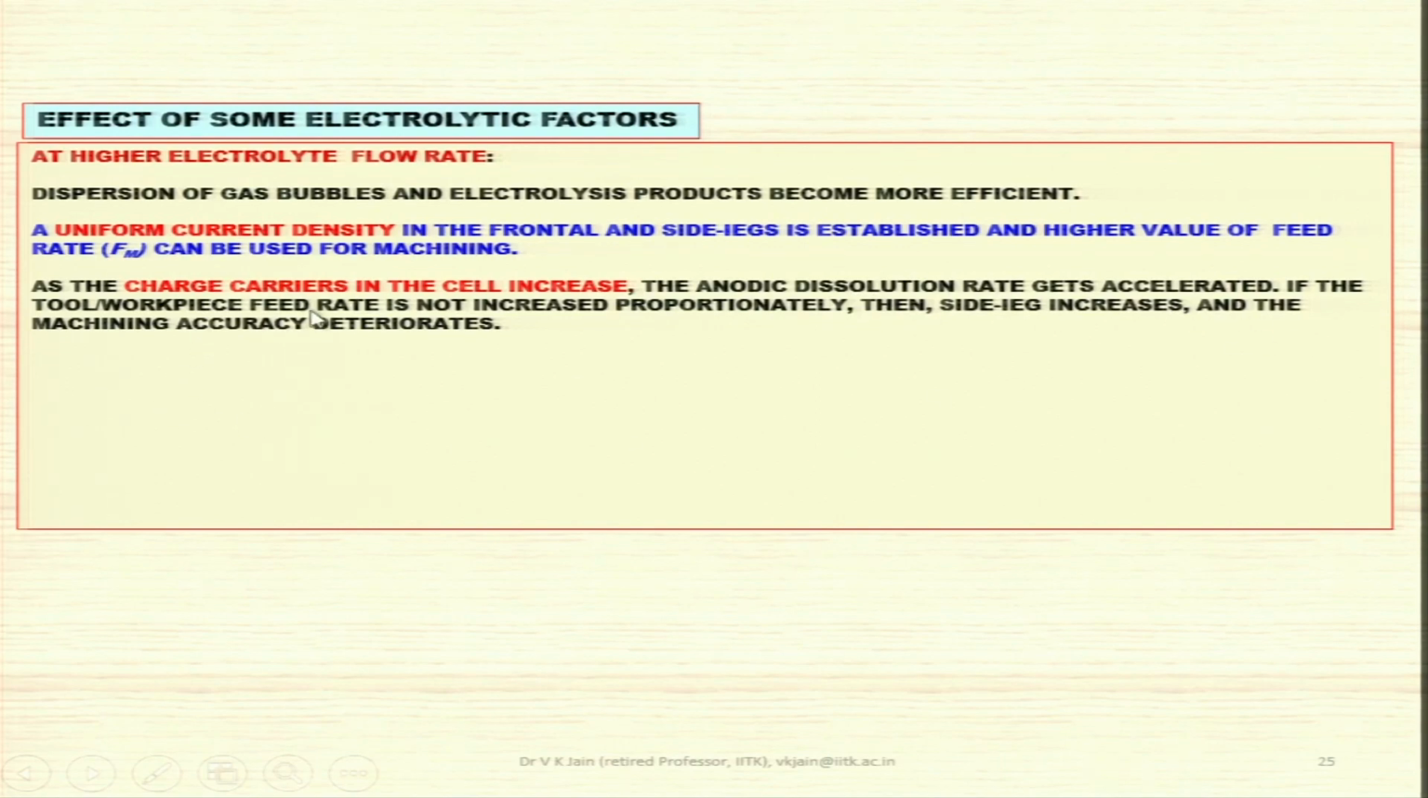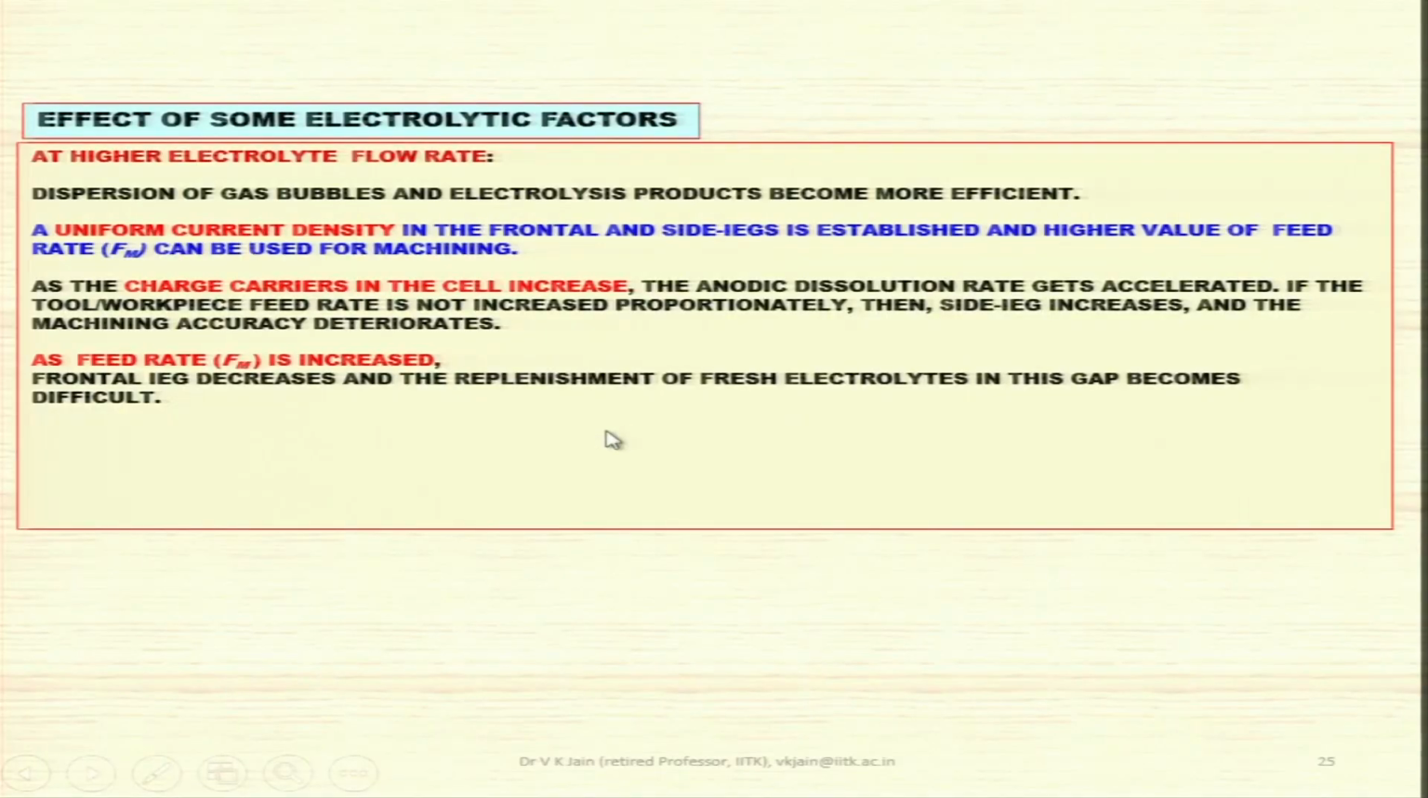If the tool workpiece feed rate is not increased proportionately, then side inter-electrode gap increases and the machining accuracy deteriorates, because if side inter-electrode gap increases, it means more material has been removed from the side and you will not get accurate dimensions of the machined feature on the workpiece.